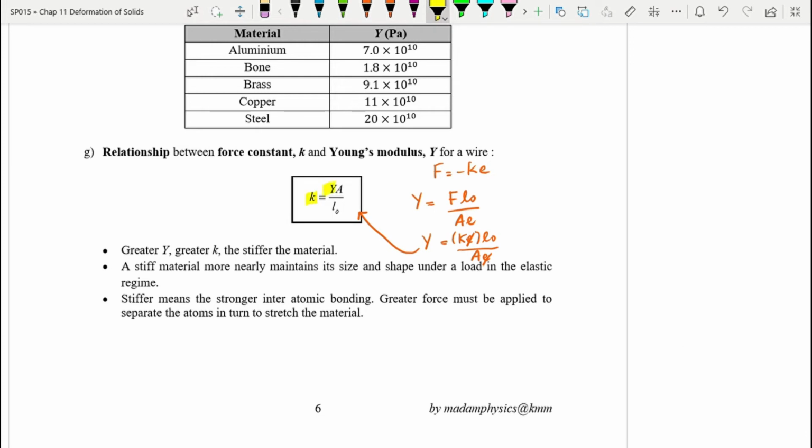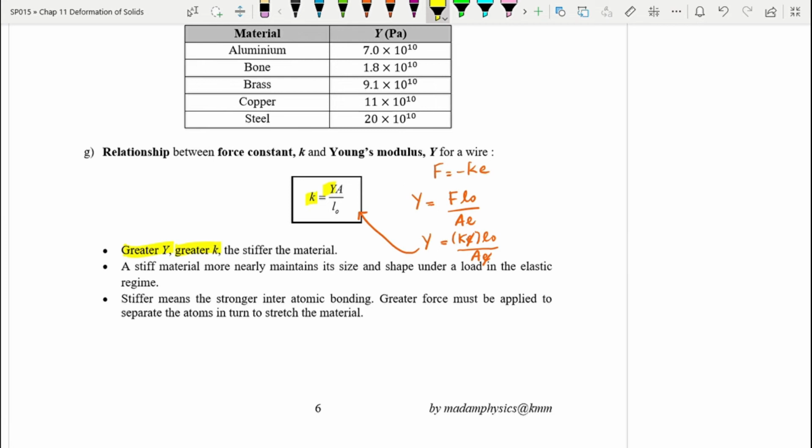So, apa relation force constant dan juga Young modulus? Imagine K ni as a spring constant. Spring yang ada high value of K, maksudnya dia sangatlah stiff. Susah sangat untuk kita compress ataupun untuk kita stretch. Kita perlukan relatively a very high force, a very greater stress to extend ataupun compress the spring. So, benda yang sama dalam case ni. So, greater K means Young modulus dia lebih tinggi untuk material tu. So, it means that material is more stiff.